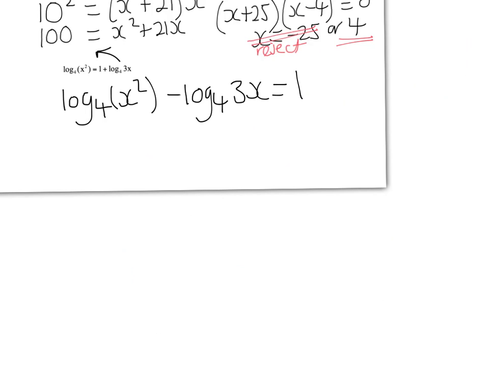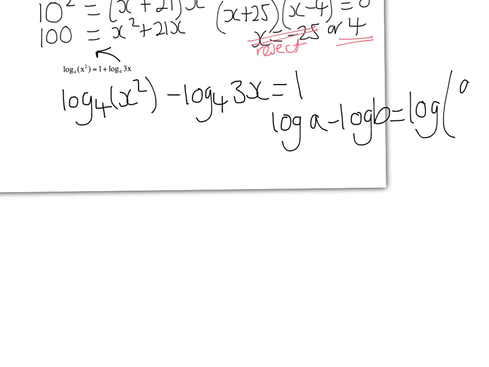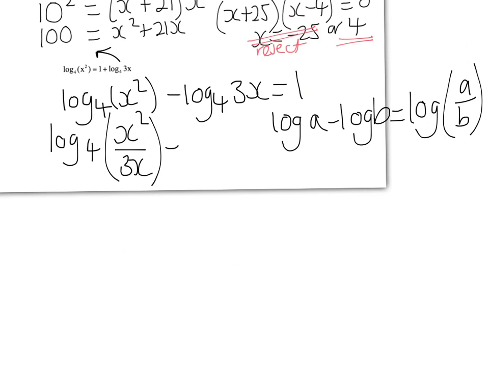Okay, so I've gathered my logs to one side, and I've noticed that I'm subtracting 2 logs, so I'm going to use my subtraction log rule. The one that says log A minus log B equals a single log of A divided by B. So off we go. We're going to get a single log base 4 of x squared over 3x equals 1.